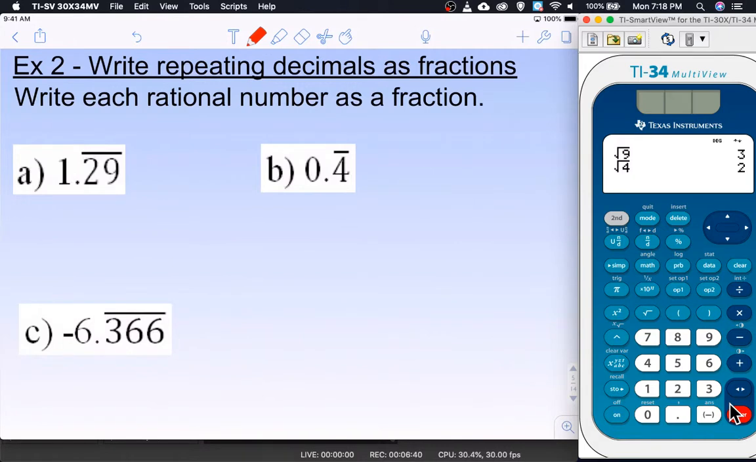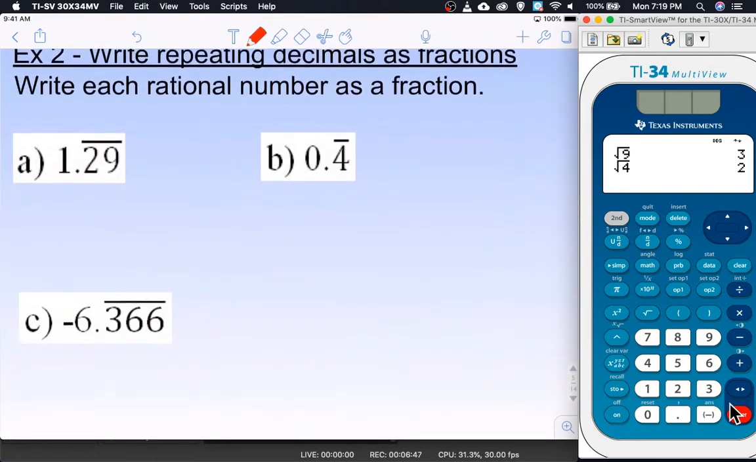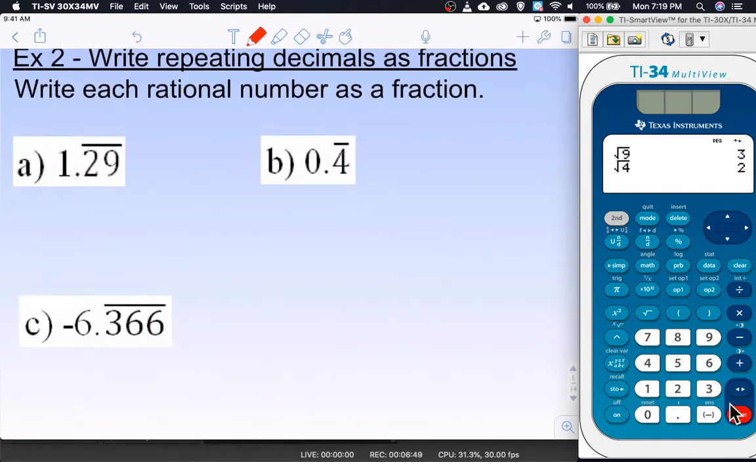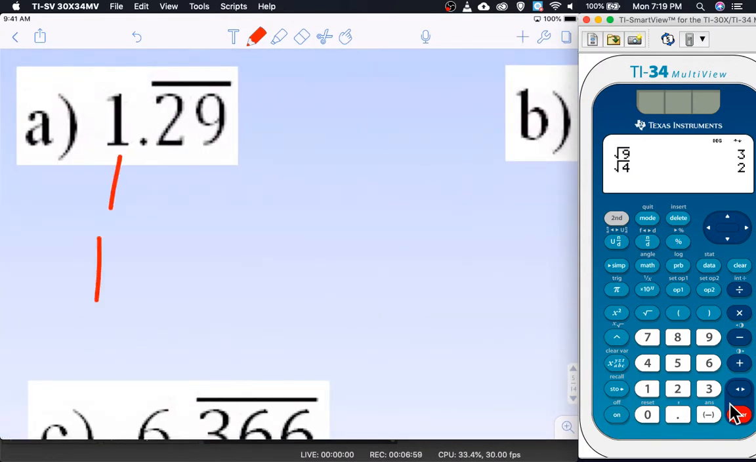Now, what about the other way? Or, no, it's the same way, but now we have repeating decimals. We want to write each of these repeating decimals as fractions. Now this is very much what we were doing up above. The whole number is going to stay the whole number. The junk after the decimal is going to go up top.